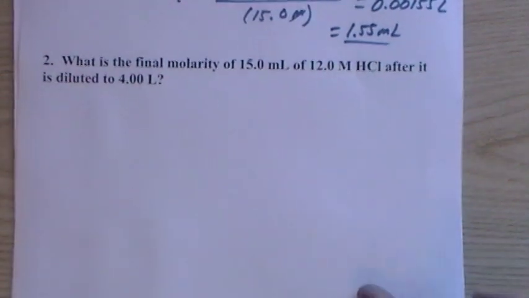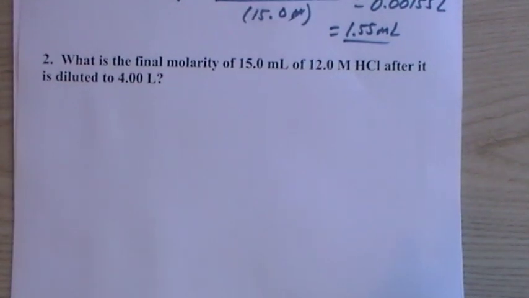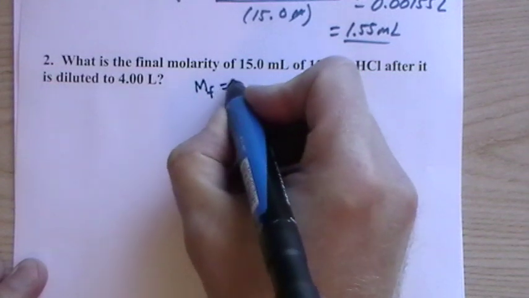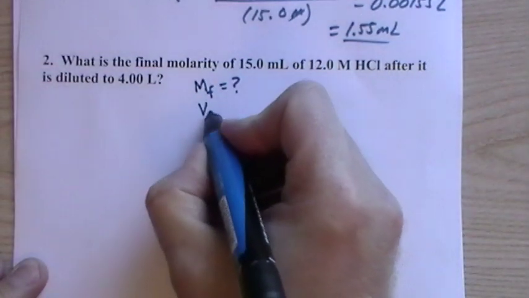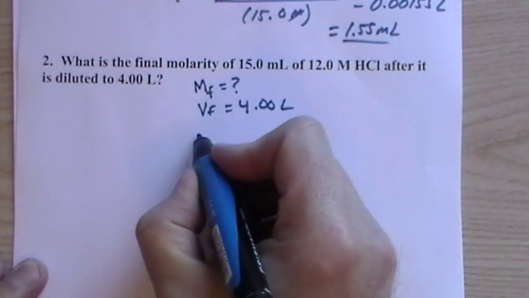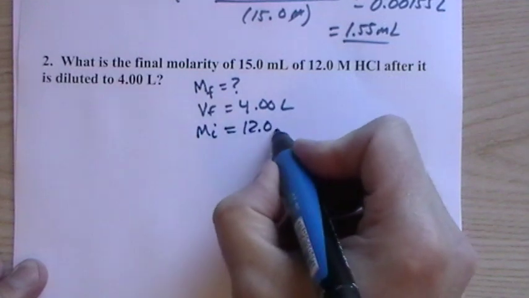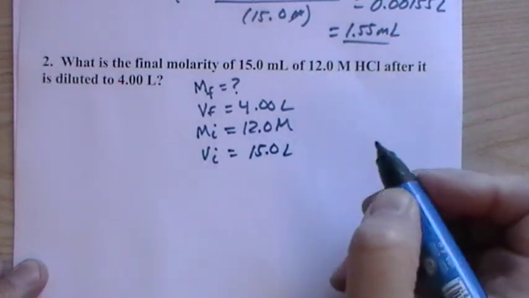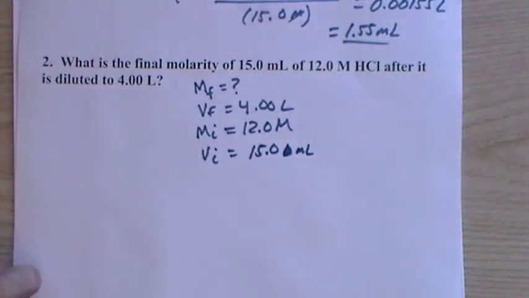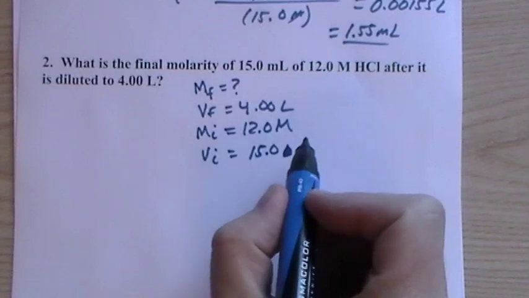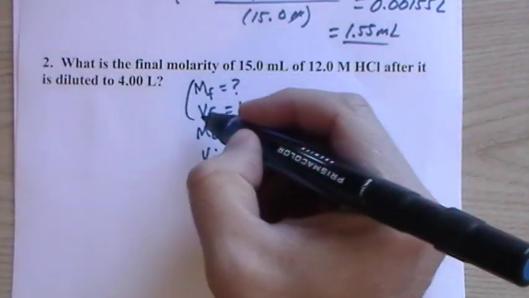What is the final molarity of 15 mils of 12 molar HCl after it is diluted to 4 liters? So what is our final molarity? Well, they've told us that we don't know that. Our final volume is 4 liters, and our initial concentration is 12 molar. So a lot of this is just picking out which one is which for these variables.